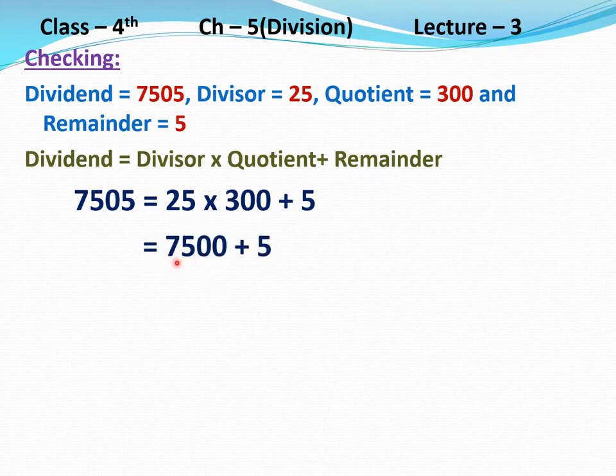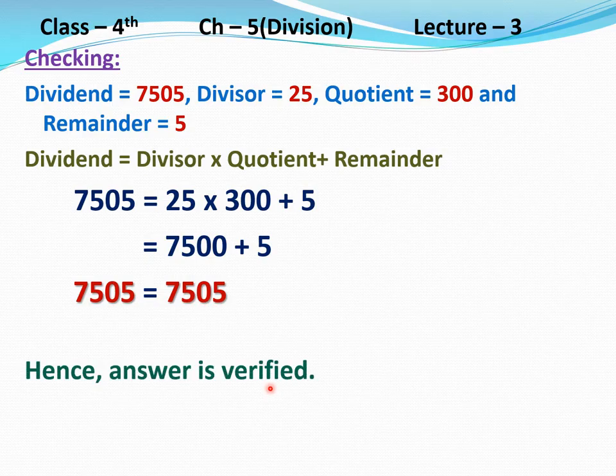Okay, write down equal to 7500 plus 5. Clear? And that is equal to 7505. Left hand side and right hand side both are equal. Hence answer is verified. Clear?